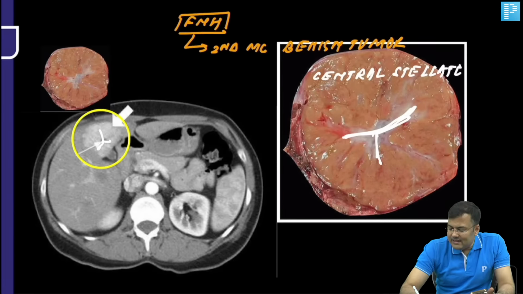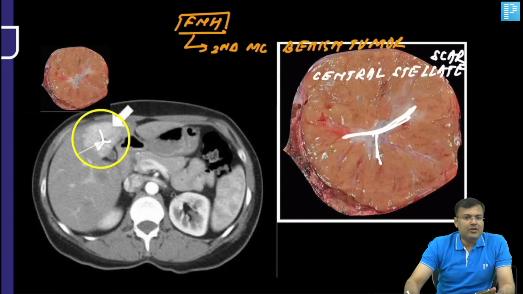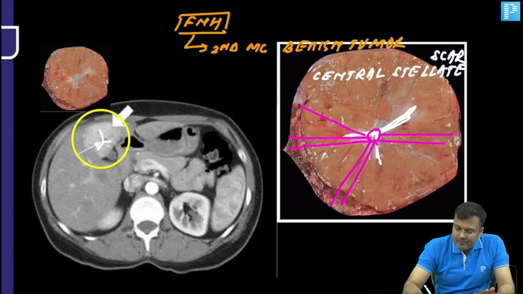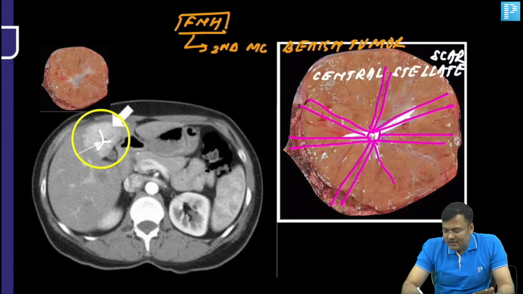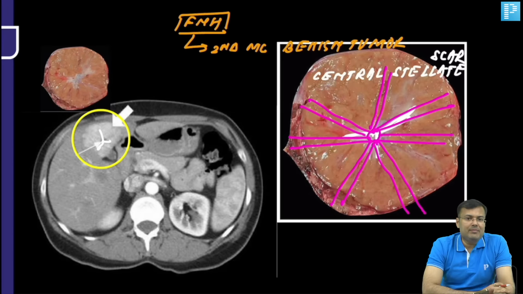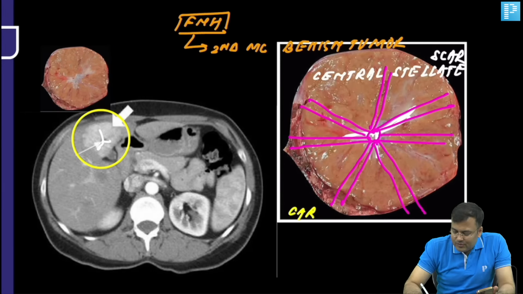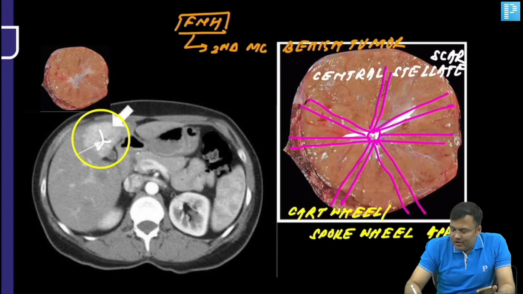Apart from the central stellate scar on CT, if you do angiography, on angiography this kind of typical appearance will be there. See and tell me. What is the name of this appearance? Easiest question. This is cartwheel or spoke wheel appearance. On which investigation will you find it? It is seen on angiography. So, this is cartwheel or spoke wheel appearance, clear.